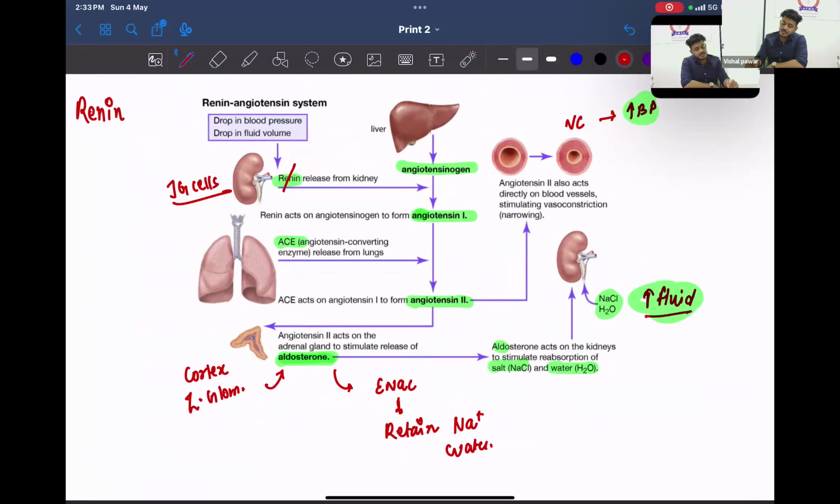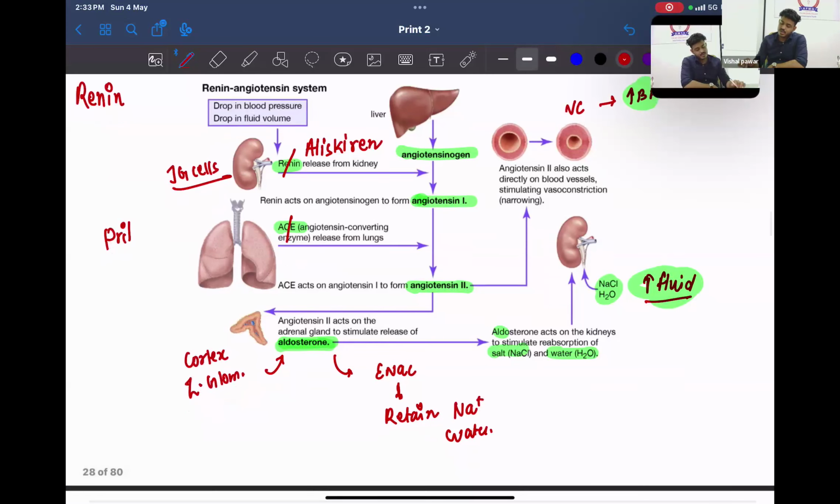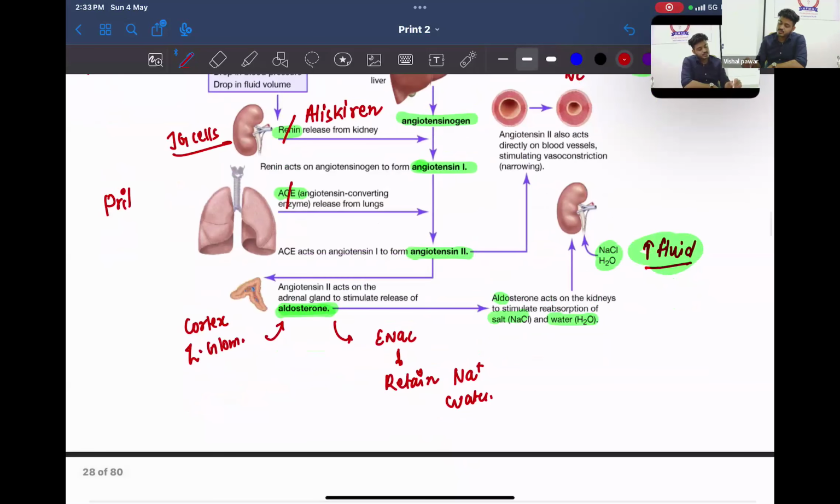We are having drugs. What is the name of drugs? Aliskiren. This is going to block this renin. We are having ACE inhibitors. ACE inhibitors are the drugs which are ending with the pril. Captopril, lisinopril, enalapril. These are BP controlling drugs. Okay. We can have drugs which is going to block these receptors. Angiotensin receptors blocker. These are going to be ARB. They are going to be what drugs?